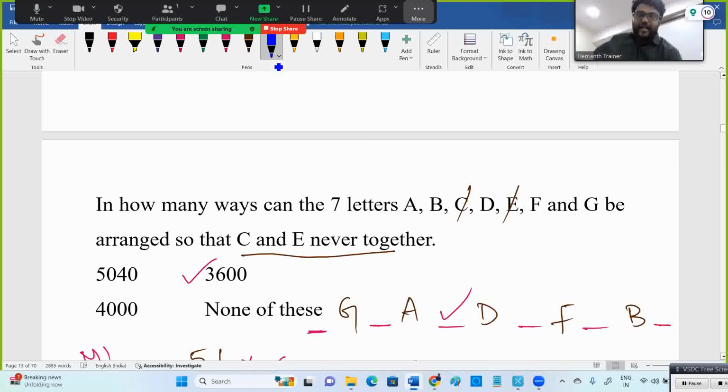This option, I can give 5 factorial into 6P2, also correct. Listen, how 6P2 is: how many places are available? 6 places. How many people to arrange? 2. 6P2. They'll give it in this fashion also.